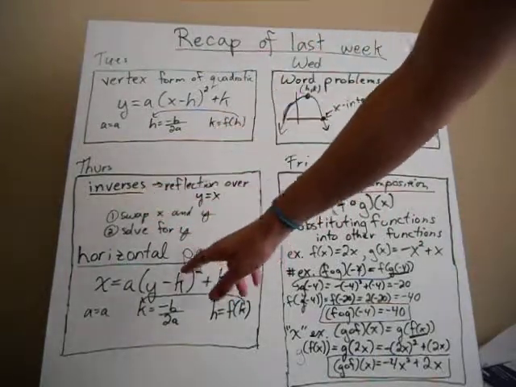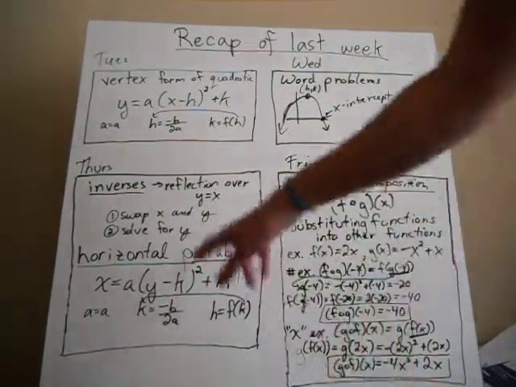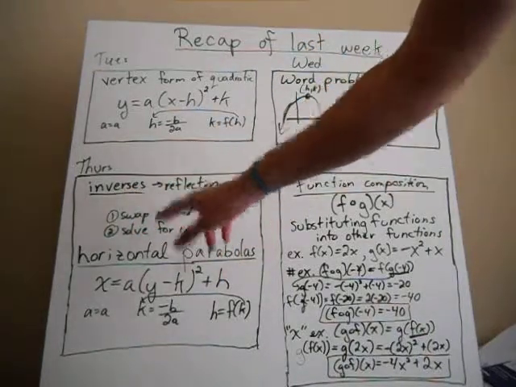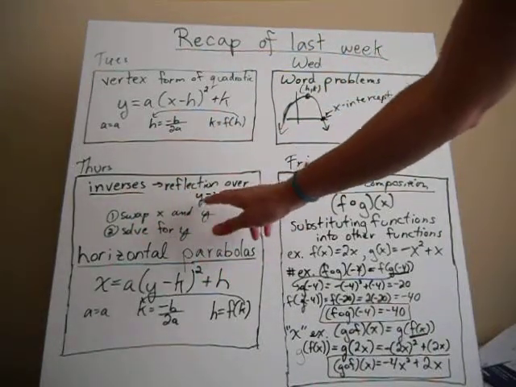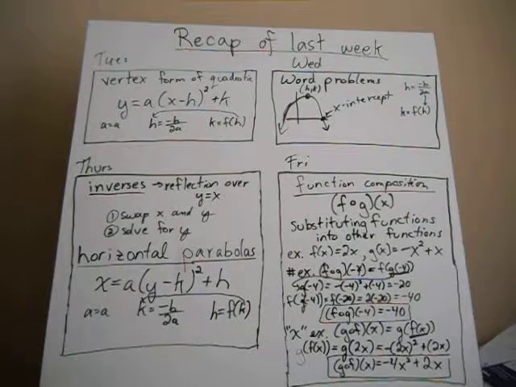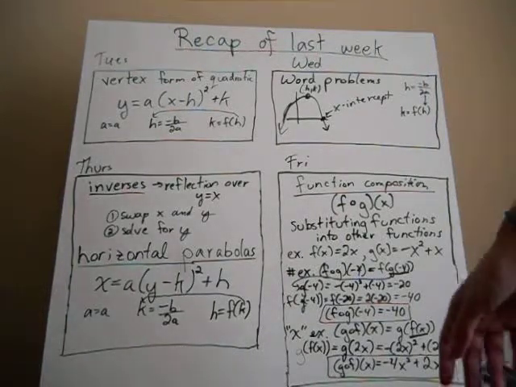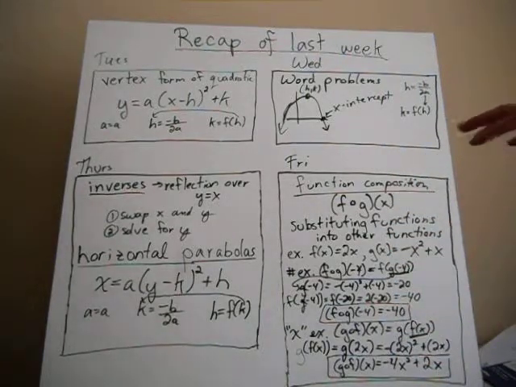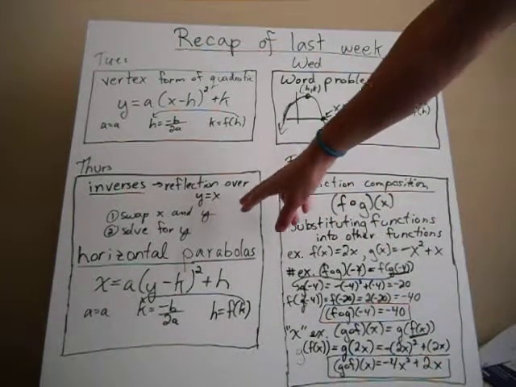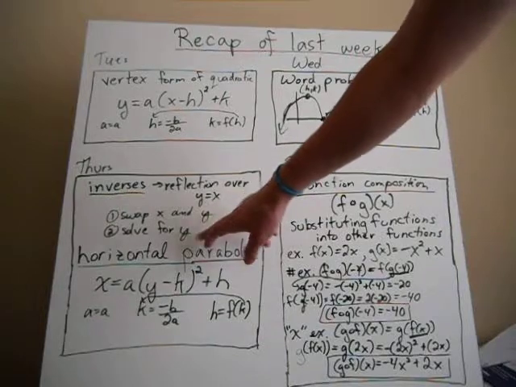Thursday, you did inverses and horizontal parabolas. Inverses are simply defined as a reflection over y equals x. If you just have a point, you're going to swap x and y. So if you have (2, negative 3), the inverse is (negative 3, 2). If you're trying to define the function, the inverse, then you'll swap x and y and then solve for y.